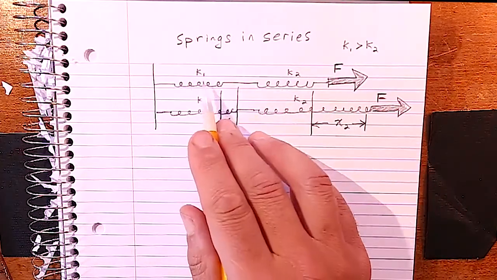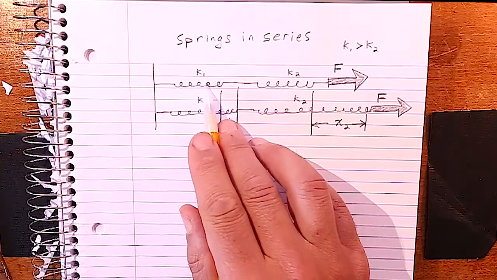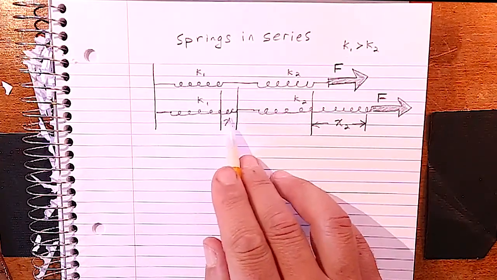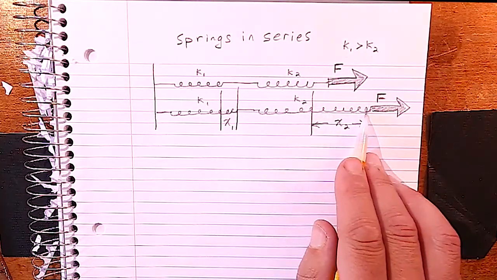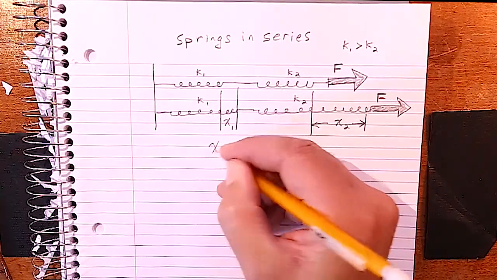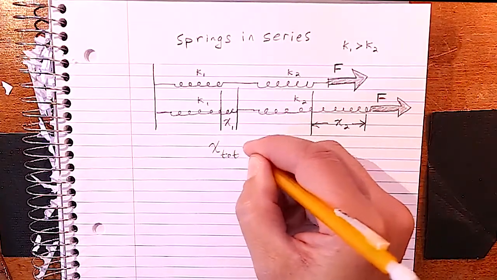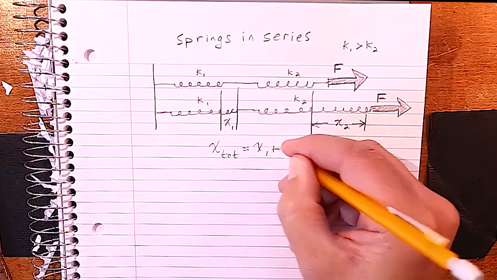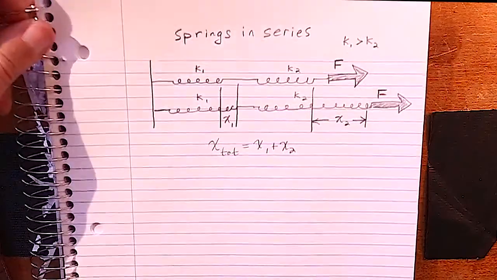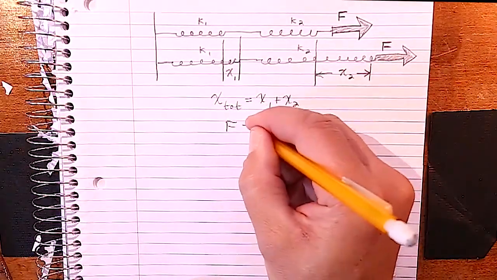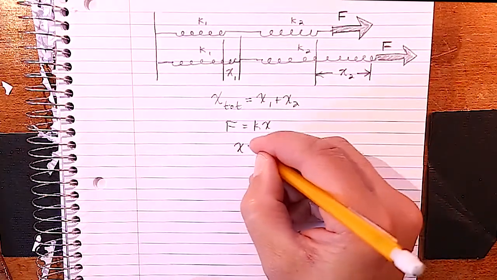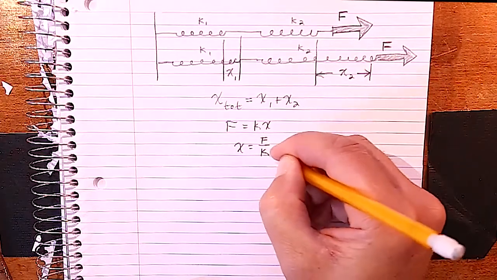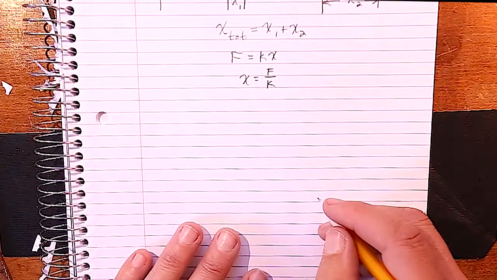Well, if that's the case, the one with the higher spring constant is going to be harder to stretch. So that one's only going to stretch a little bit, and the lower spring constant is going to stretch a bunch. So we can say that x total is going to equal x1 plus x2. And if we look at this with F equals kx, then we can rearrange and say x is equal to F over k. So all we have to do at this point is add them up.